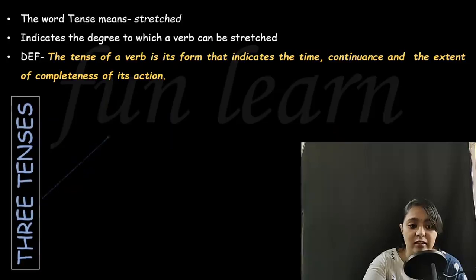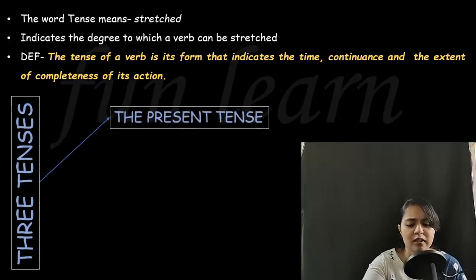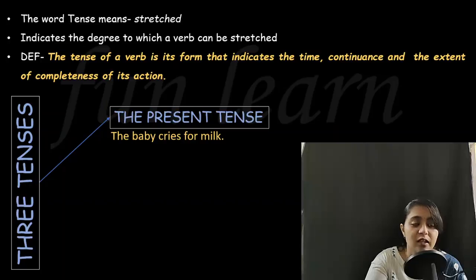Okay, let's see what the parts of tense are. There are 3 tenses. The first one is the present tense. Present means what is happening now. Whatever I am doing now, like I am recording a video, is present tense. The example is: the baby cries for milk. Simple sentence. It is not telling any time, but if it is not telling any time, we can know it is happening now.